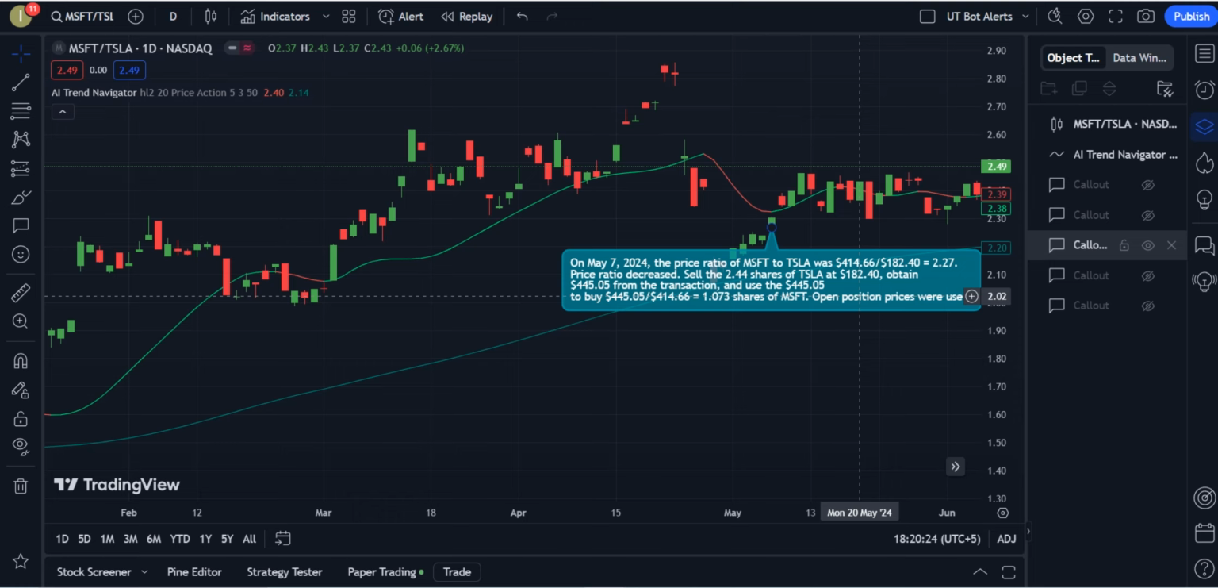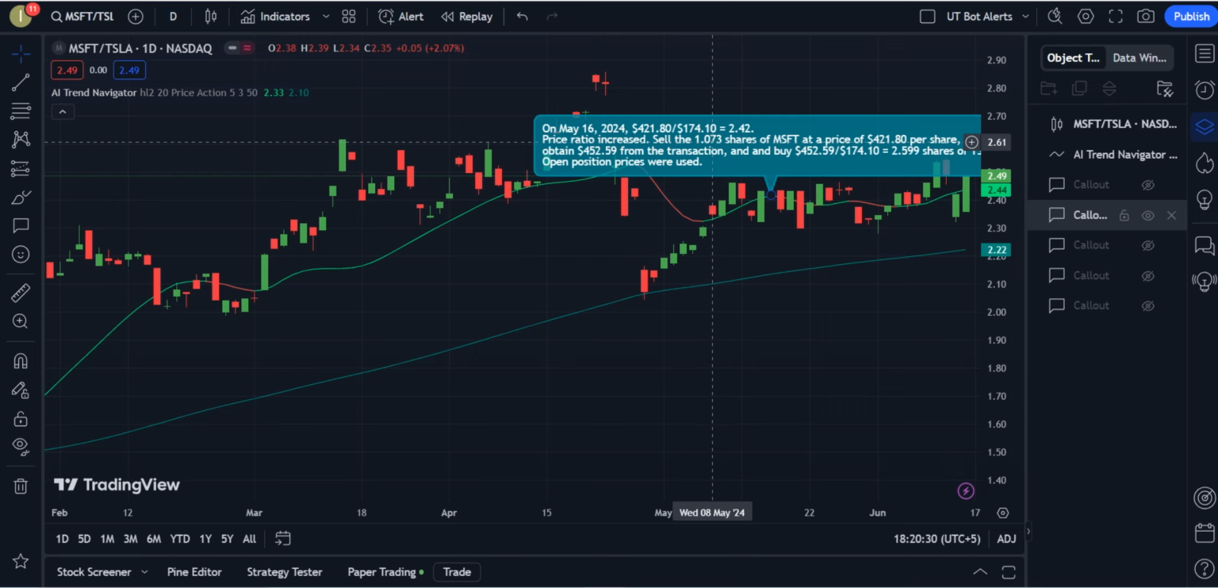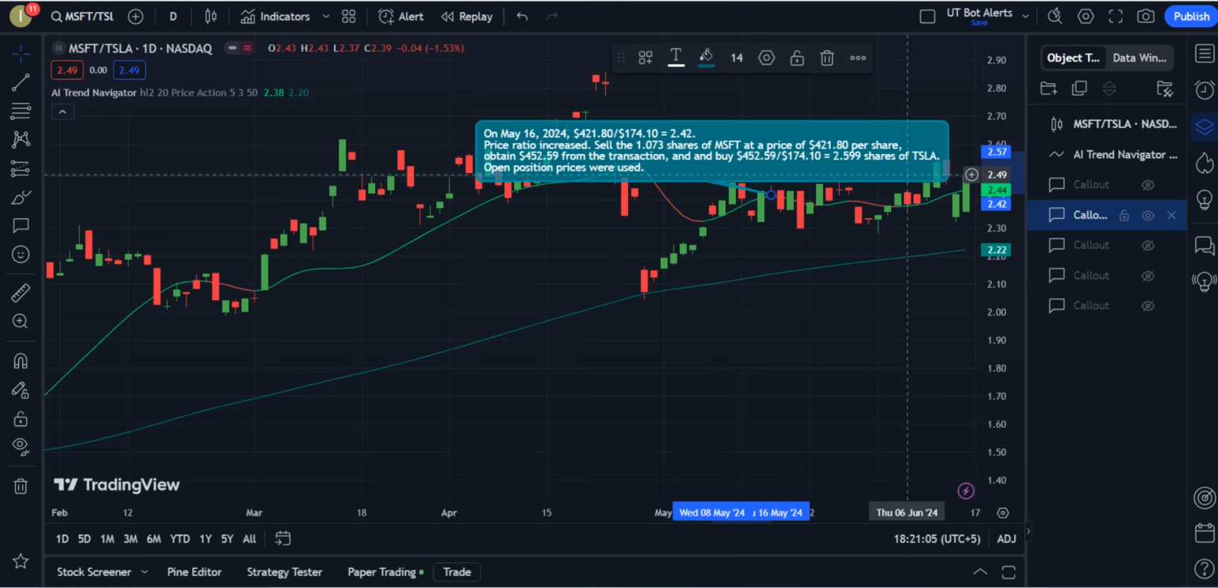ratio has gone down. And now we fast forward to May 16, 2024, and the price ratio increased from 2.27 to 2.42. So when the price ratio increases, when it goes up, we switch to the lower price stock. So we would sell the 1.073 shares of Microsoft stock that we had purchased from the previous transaction. I would sell it at a price of $421.80 per share, and we would obtain $452.59 from this transaction, and we would buy 2.599 shares of the Tesla stock.